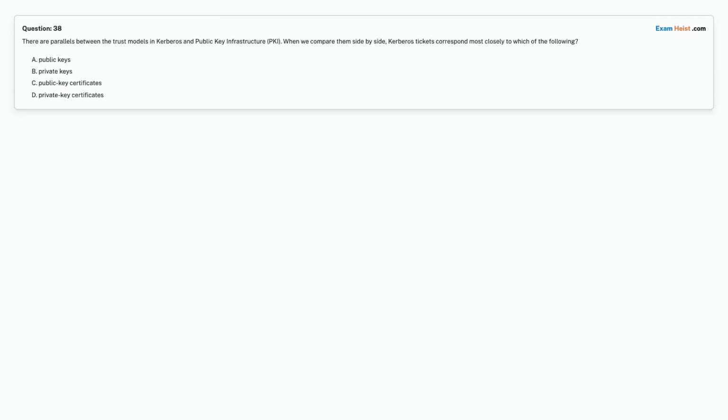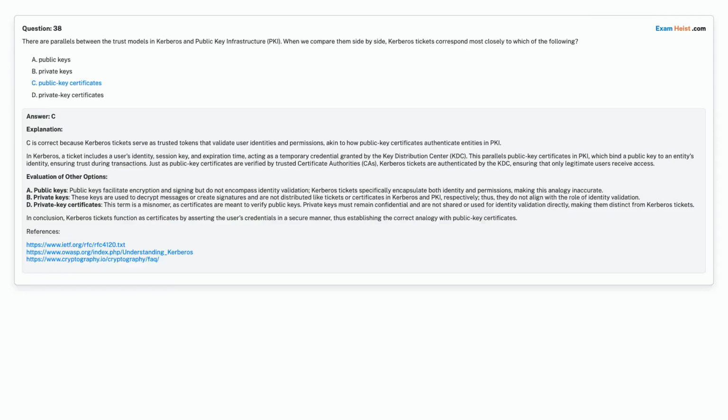Question 38. There are parallels between the trust models in Kerberos and public key infrastructure, PKI. When we compare them side by side, Kerberos tickets correspond most closely to which of the following? Option A, public keys. Option B, private keys. Option C, public key certificates. Option D, private key certificates. Choose the correct answer. Correct answer is option C, public key certificates.